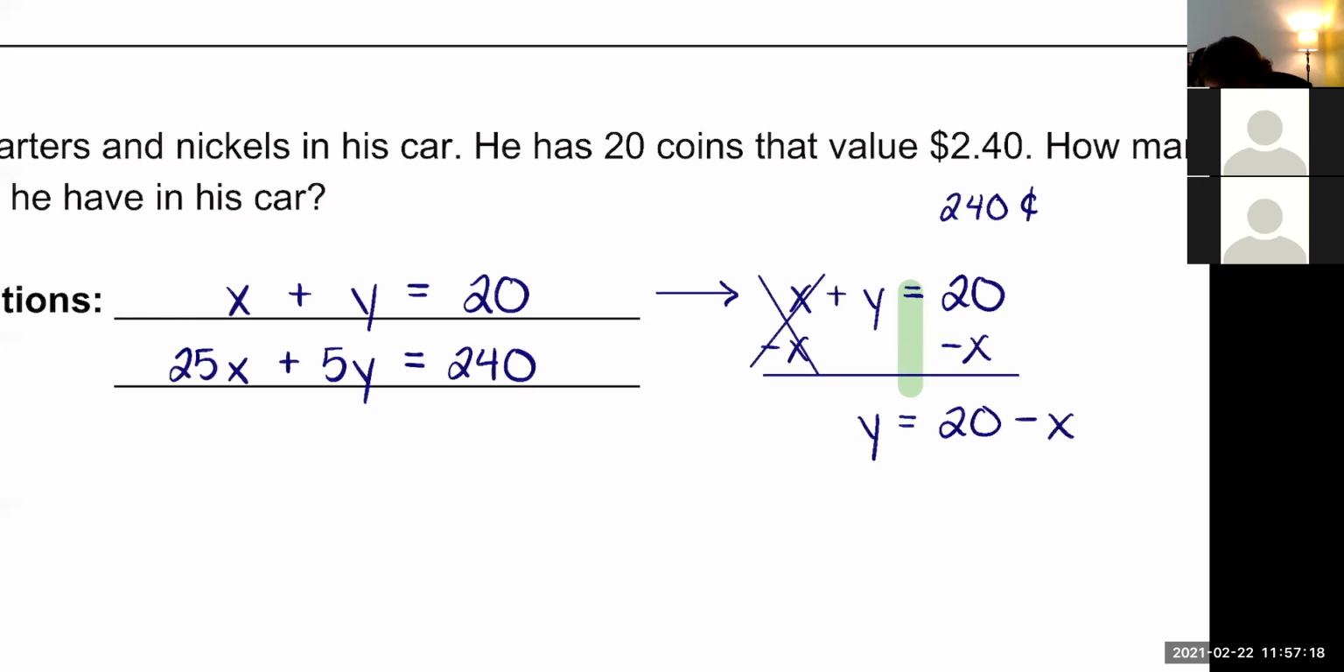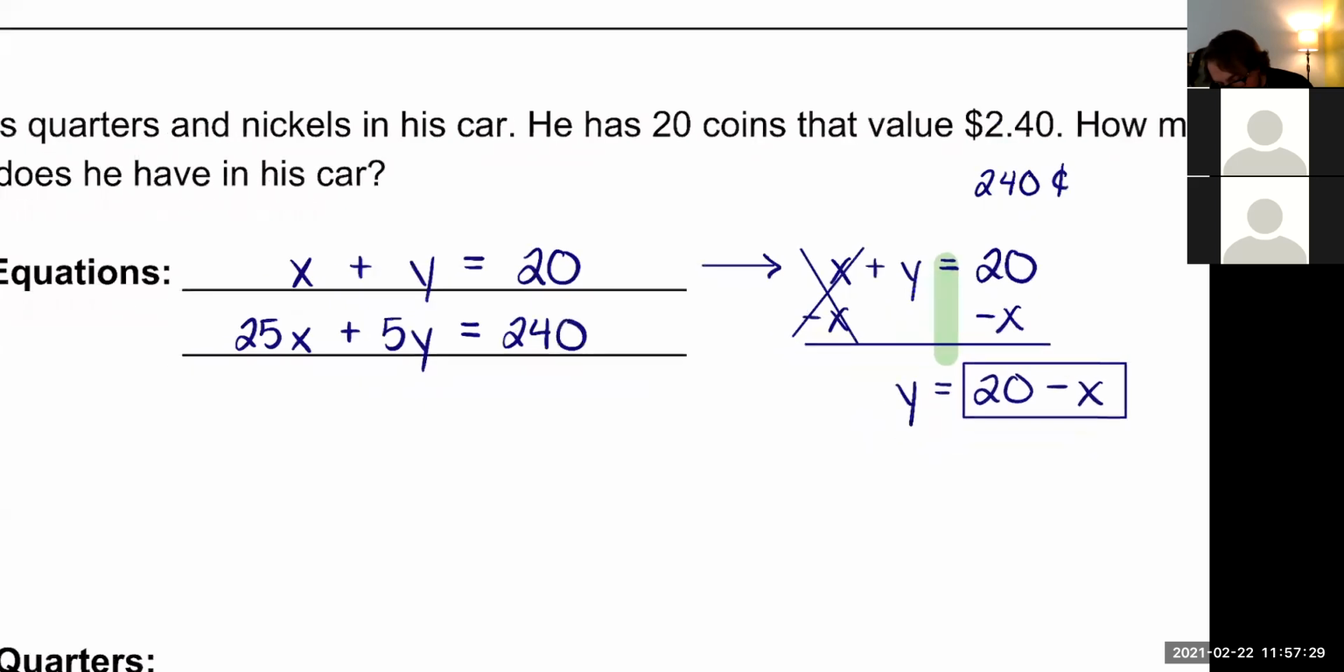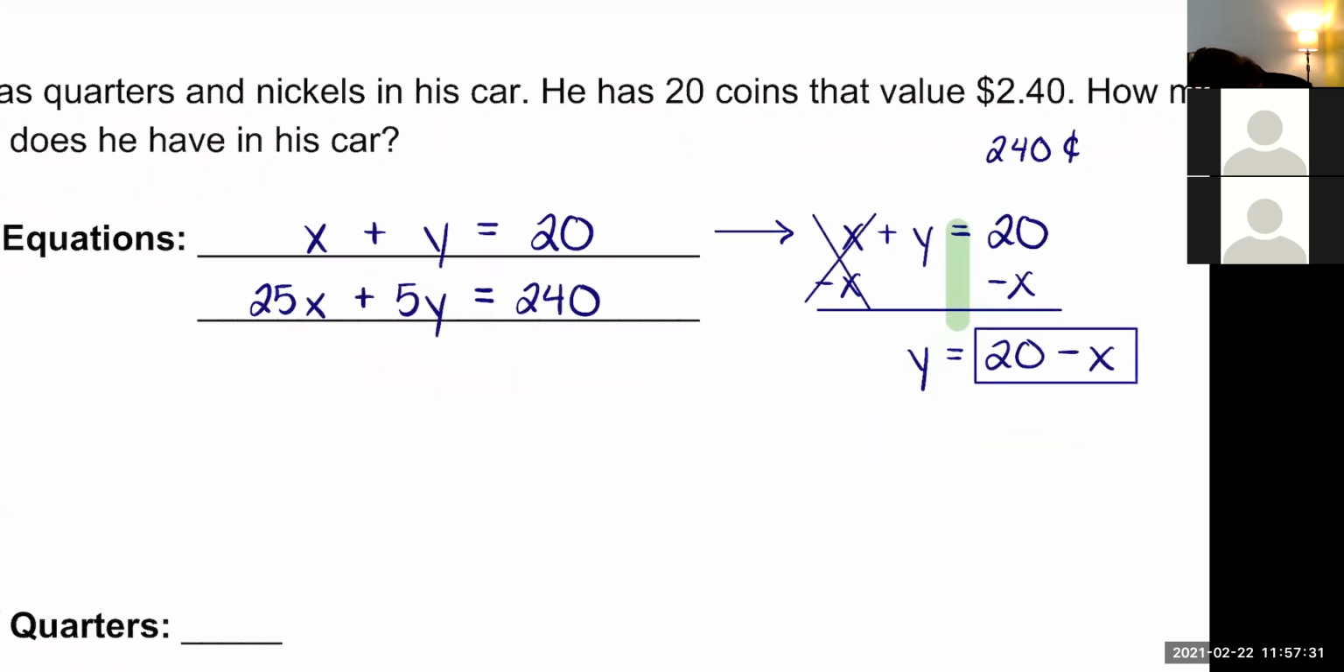And substitution says once you have a variable by itself, you can box in what that variable is set equal to. So in this case, anywhere else I see a y, I can replace it with 20 minus x. Well, I have a y in the second equation I wrote, which allows me to rewrite it as 25x plus 5 times 20 minus x equals 240.